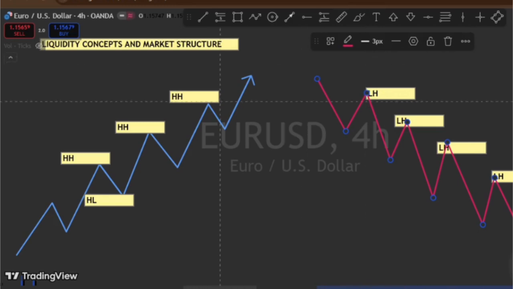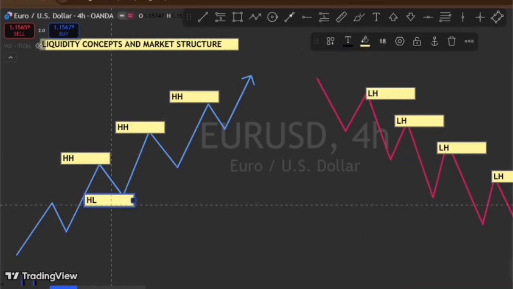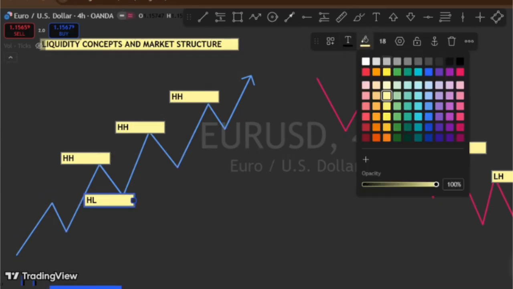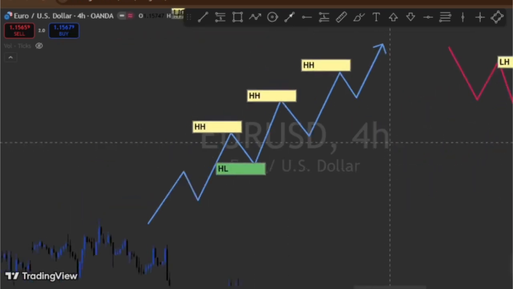All right, guys. So let's change this to green around here. Maybe the support was a green one. All right, guys. So let's have a look.